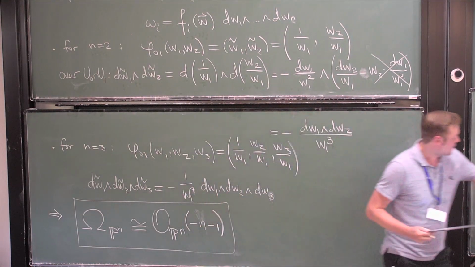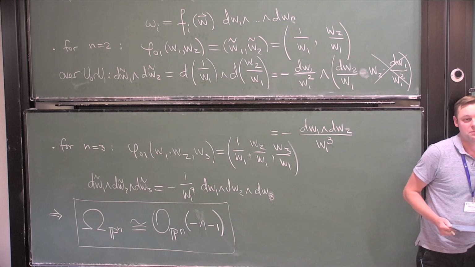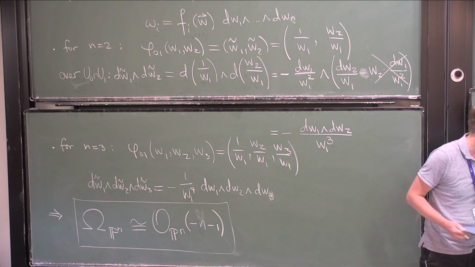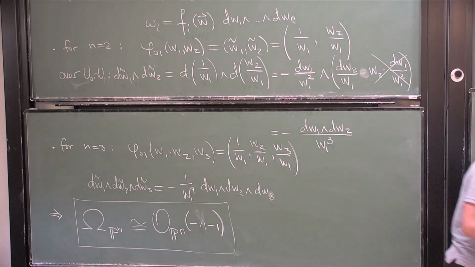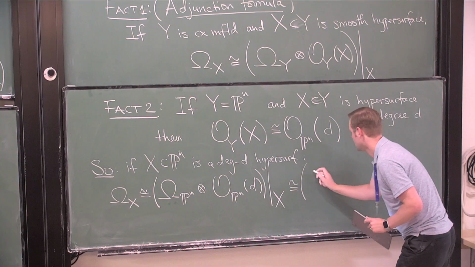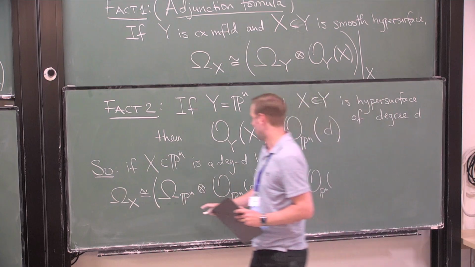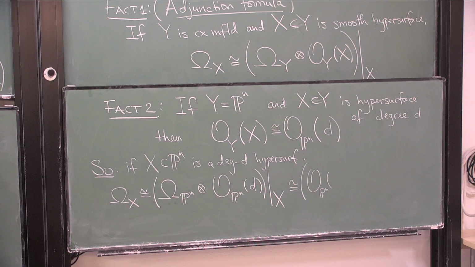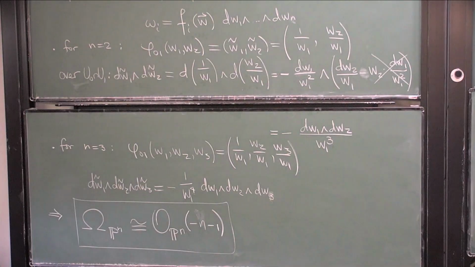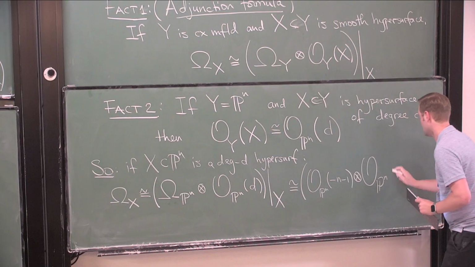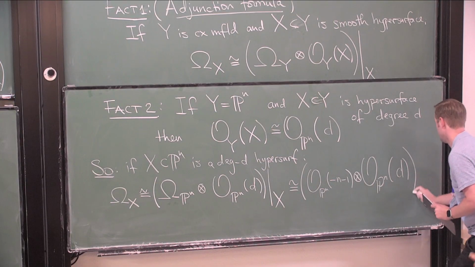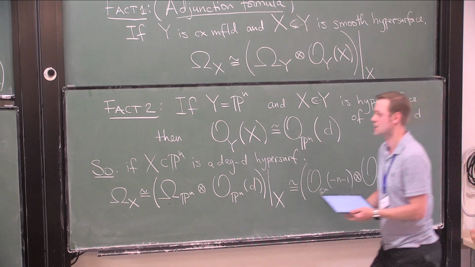Okay. So we've computed this omega P^n bundle, and we know that it itself is one of these O of K bundles. So let's involve that. We know that this is O_{P^n} of minus n minus 1, and we are tensoring this with O_{P^n} of d. Restrict this to X.